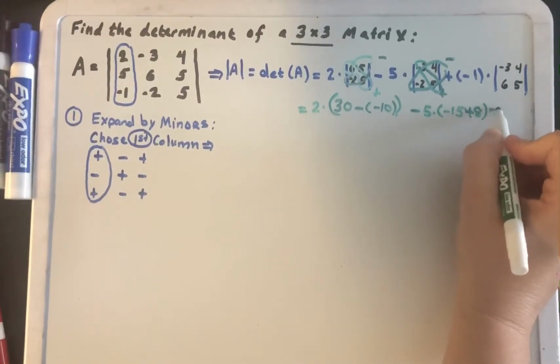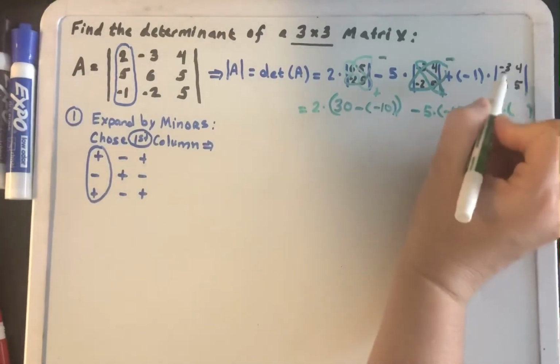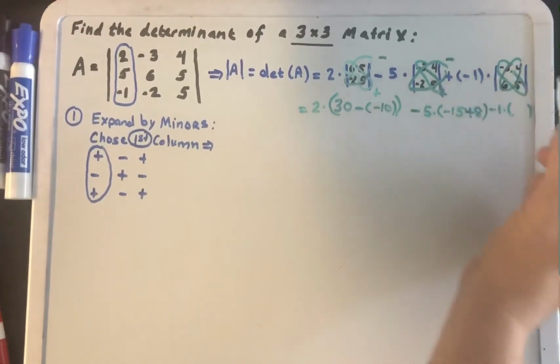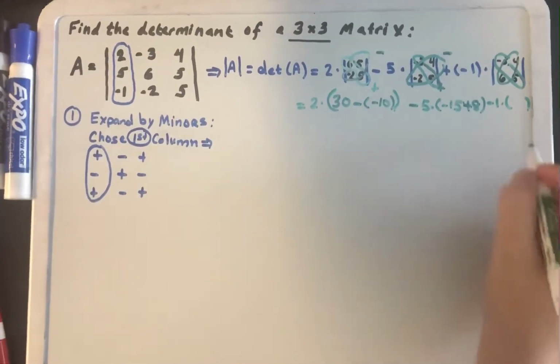Finally, we'll have our -1 times the result of this 2x2 determinant, which looks like -15 minus 24. So what is negative 15 minus 24? That's negative 39.